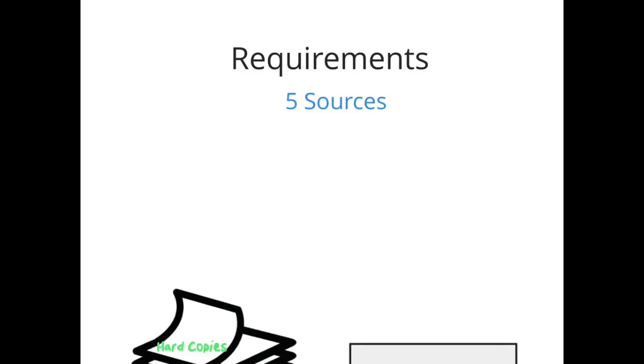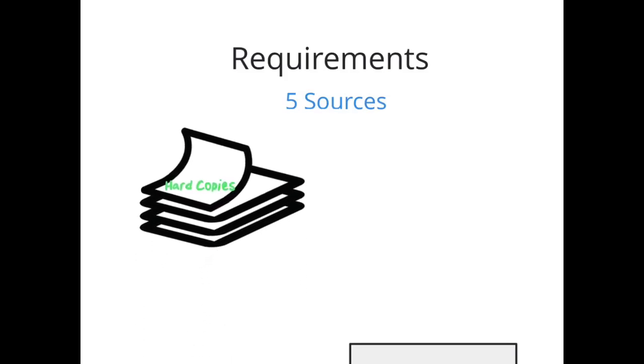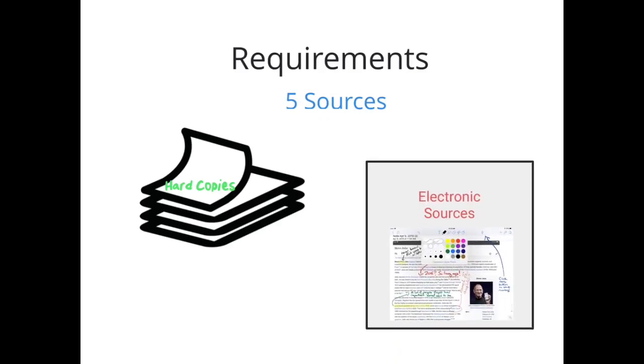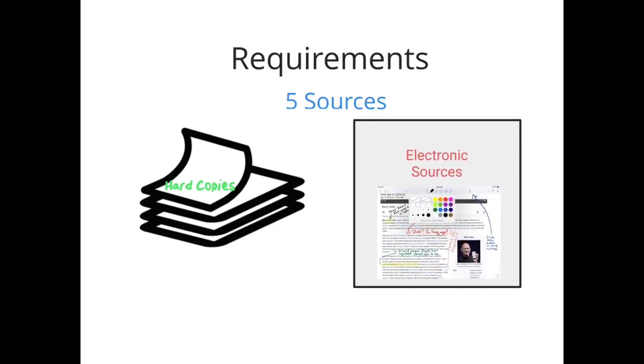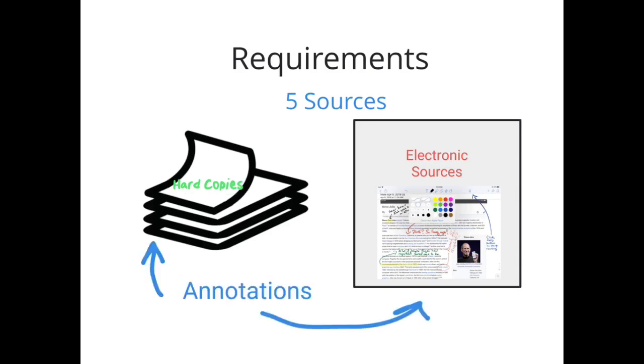These sources can be hard copies, paper copies of articles you've printed out, or they can be electronic sources. They can be sources that you have on your iPad and you're reading electronically, and maybe you have arranged in a folder together. Whether hard copy or electronic copy though, the main thing I want to see is annotations.